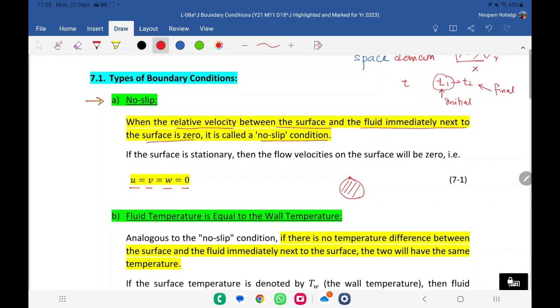Take the example of this room. The air next to the wall immediately will be stationary, but here in the room the air is flowing. So at the boundary we can put the condition as no slip.